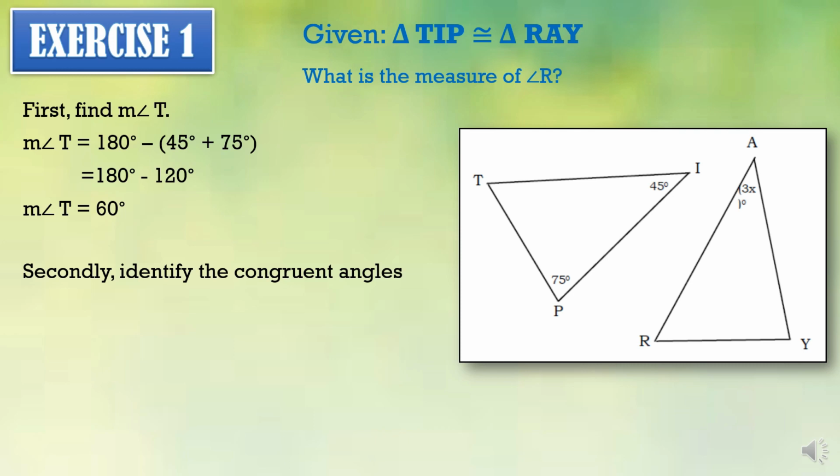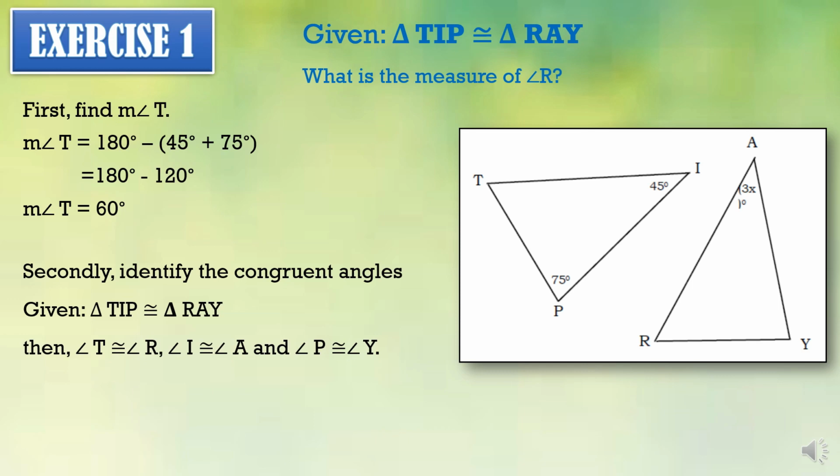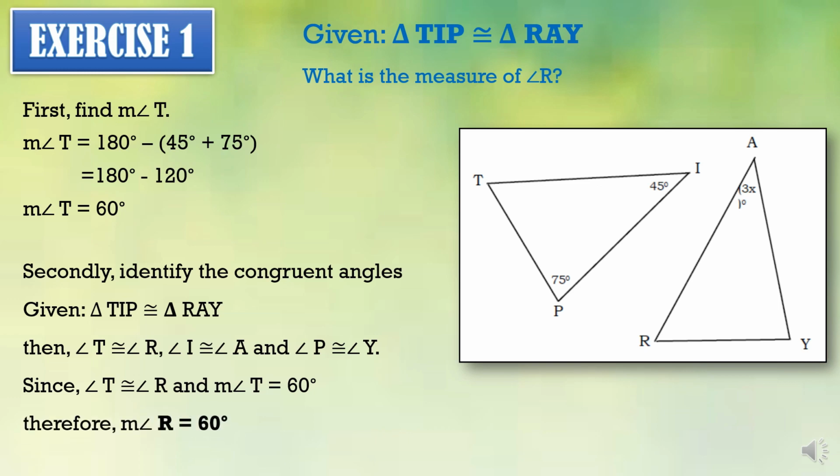Secondly, identify the congruent angles. Still on the given that triangle TIP is congruent with triangle RAY, then angle T is congruent with angle R, angle I is congruent with angle A, and angle P is congruent with angle Y. Since angle T is congruent with angle R, and the measure of angle T equals 60 degrees, therefore the measure of angle R is also 60 degrees.